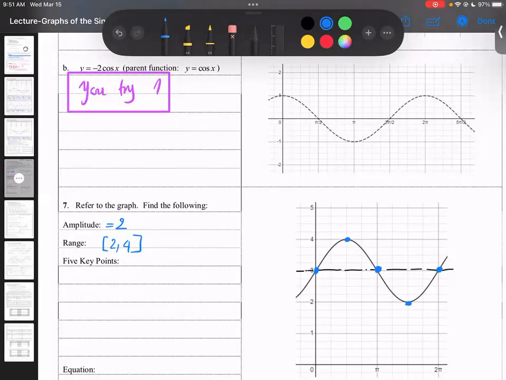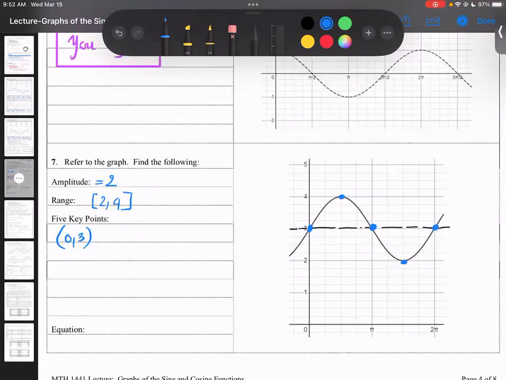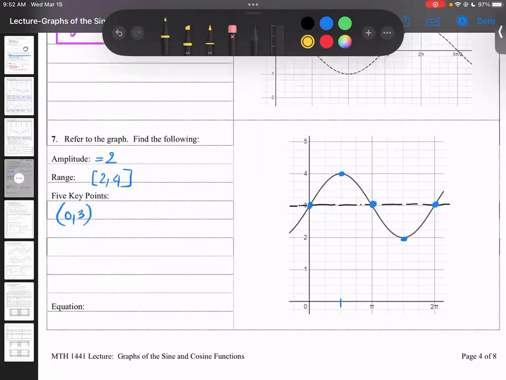What is the coordinate of the first one? Yeah, 0, 3. What about the second one? If it helps you, let me tell you a little trick. For trigonometry, it's not like the tick marks 1, 2, 3, 4, 5, it's radians, right? So here's how I do this. The first one I call 0π/2. What's 0π/2 equal? 0 times π is 0, over 2 is 0.